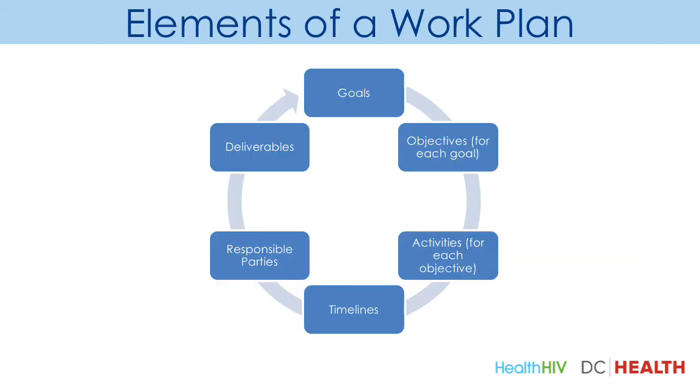What are the elements of a work plan? A work plan consists of goals, objectives for each goal, activities for each objective, timelines, responsible parties, and deliverables. The work plan can be constructed in a number of ways. However you construct your work plan, make certain that it is easy to understand.